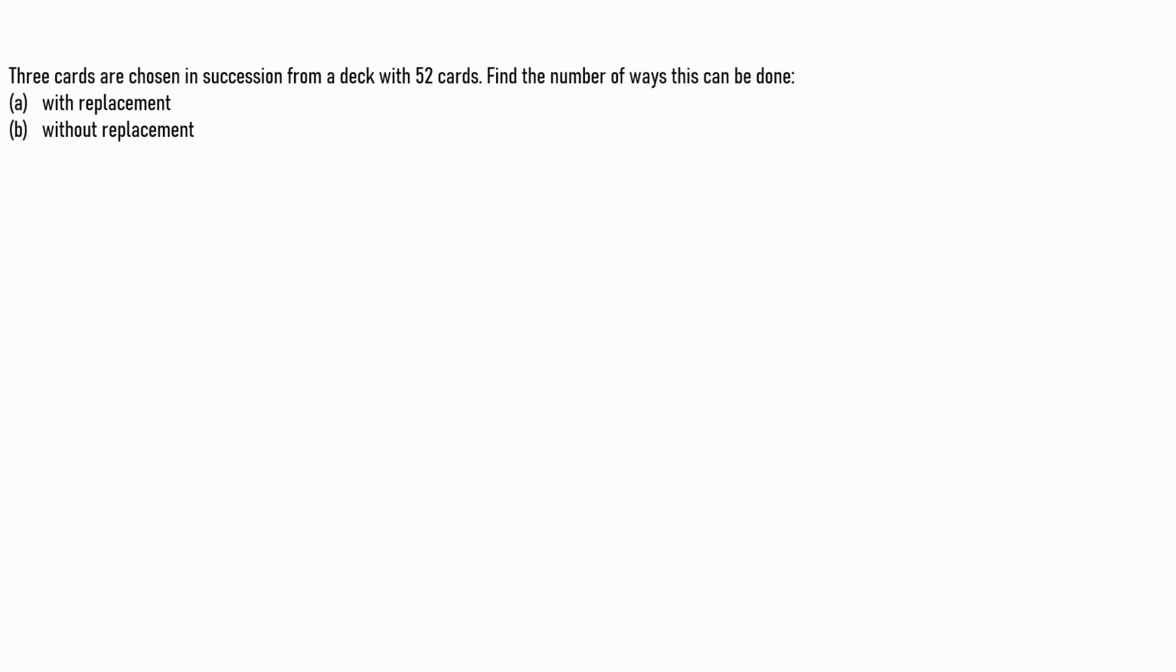Next naman, 3 cards are chosen in succession from a deck of 52 cards. So find the number of ways this can be done. Una, with replacement. Pangalawa, without replacement.